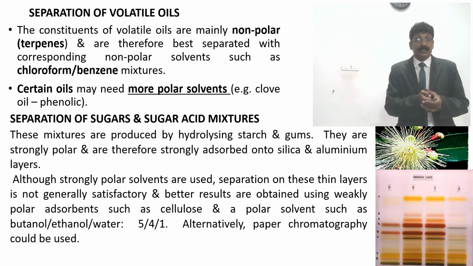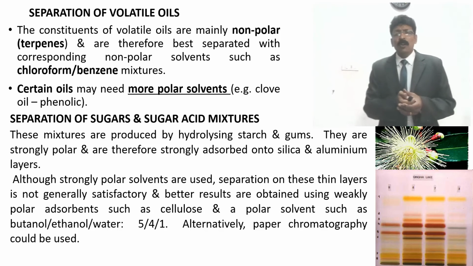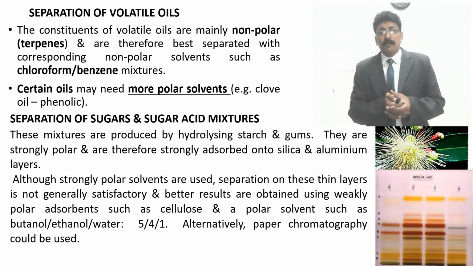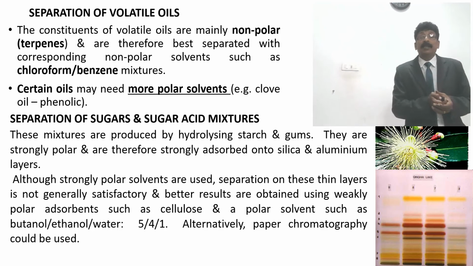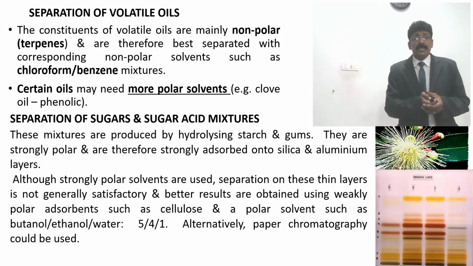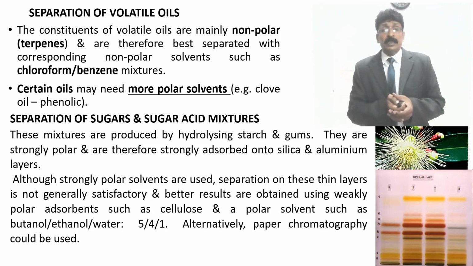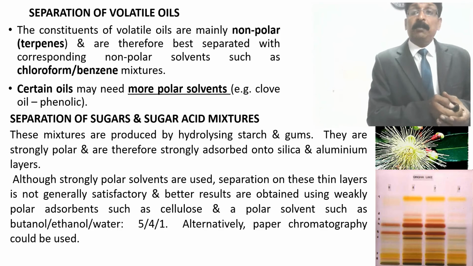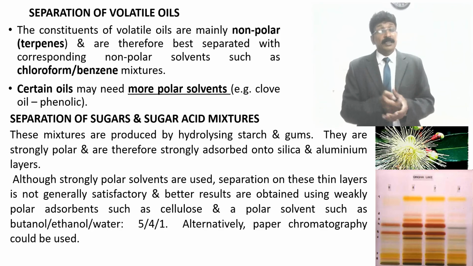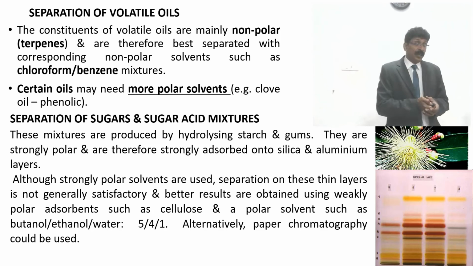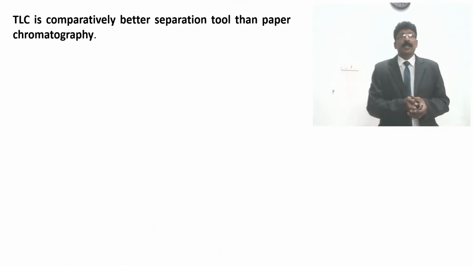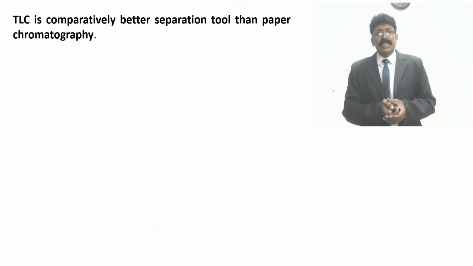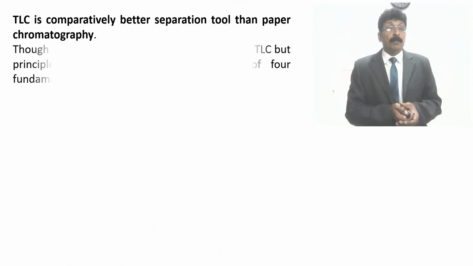Cellulose can even be made into a layer on thin layer plates, and you can go for separation by cellulose using thin layer chromatography. Polar solvents such as butanol, ethanol, water in the ratio of 5:4:1 can be used alternatively. Paper chromatography is the best technique which can be preferred for carbohydrates, or you can say sugars. TLC is comparatively a better separation tool than paper chromatography.